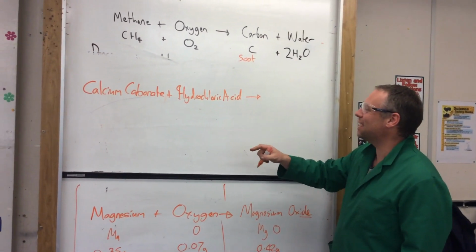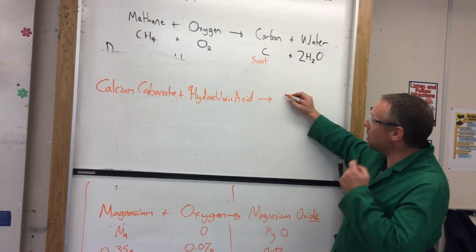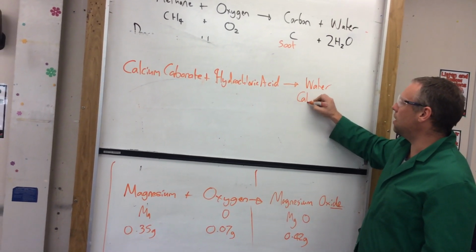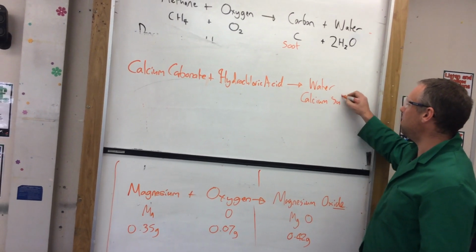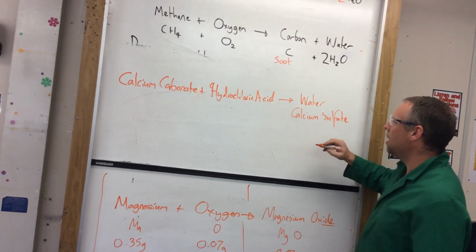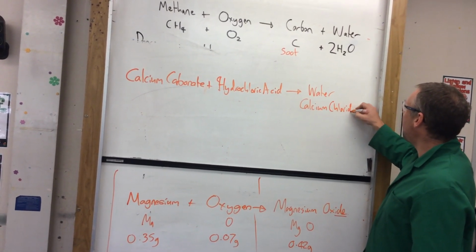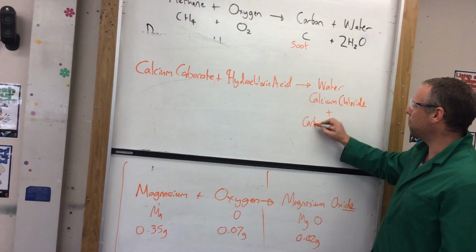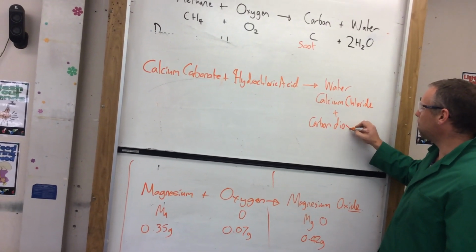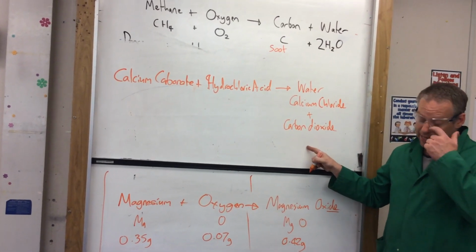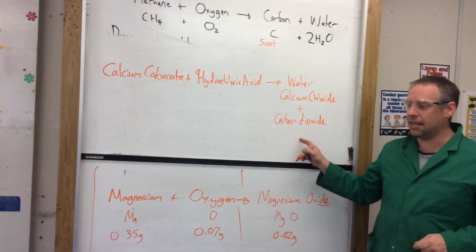So calcium carbonate plus hydrochloric acid is going to give me 3 products. I'm going to get water, I'm going to get calcium chloride, because it's not sulfuric acid. Now you don't need to know yet how we got to that. And we're going to get carbon dioxide. So with that, I've got a solid, a liquid, a solid, and a gas. And the gas is going to go into the atmosphere.